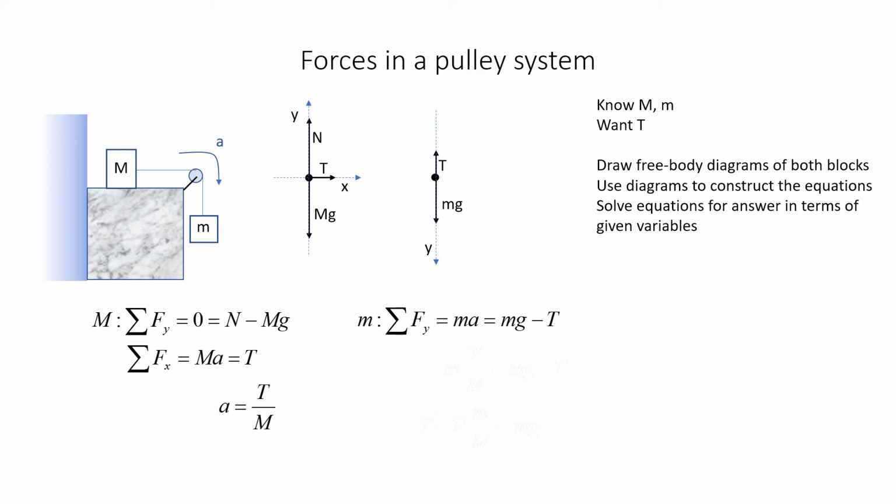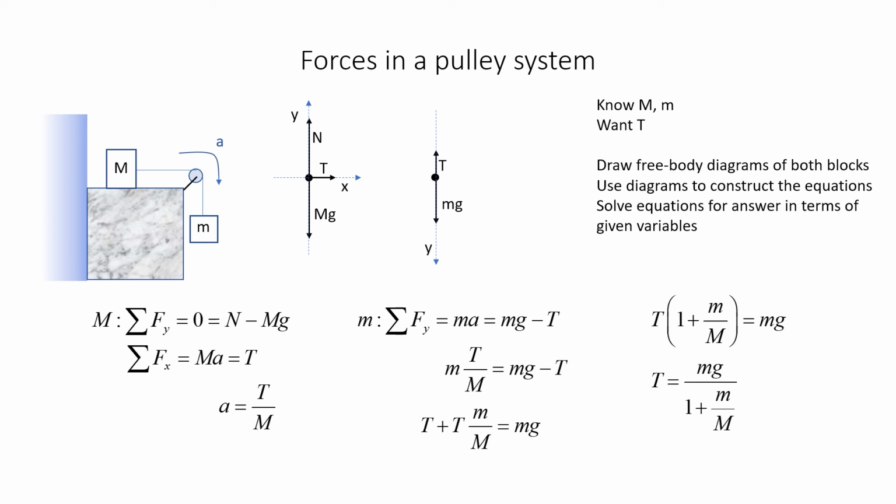If I solve the x component equation for acceleration, I get a equals tension over mass. Here I've substituted that into the equation for the small hanging mass, and then I've rearranged things to get all the terms with tension on one side. I factor the tension out of the equation. And finally, I get the answer I'm looking for. Tension equals little mg over the quantity 1 plus little m over big M.